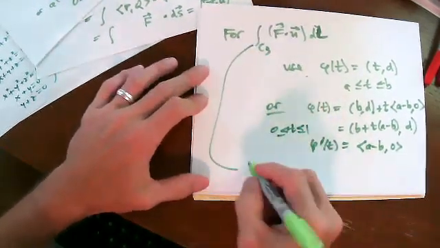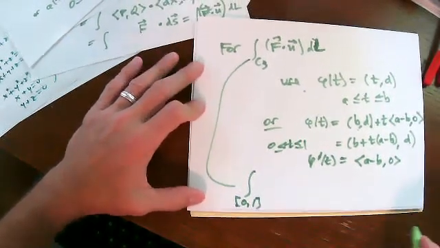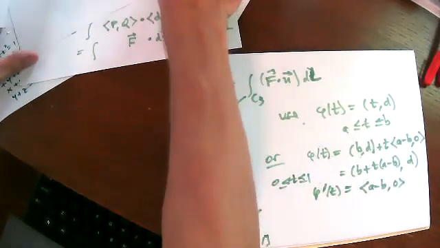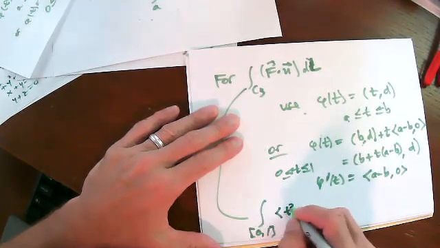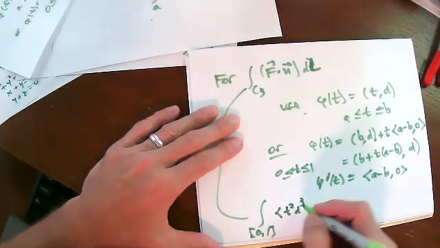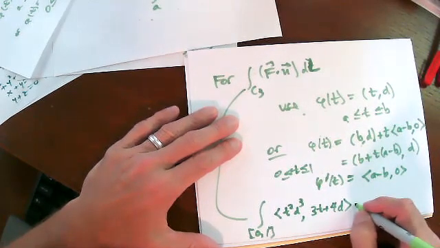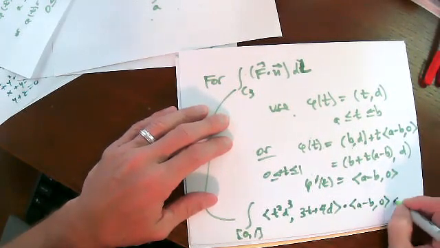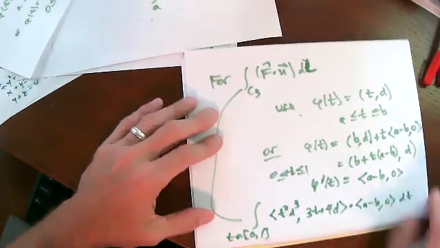So this integral can be computed as the integral over the interval from 0 to 1 of F, where's capital F? I lost it here. The vector field is (t squared d cubed, 3t plus 4d), and the vector is (a minus b, 0). That's what you integrate with respect to t, as t ranges over this interval.